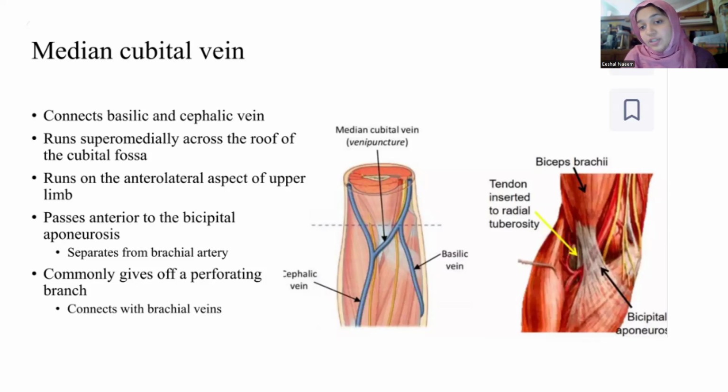Now, this is something that you should know about perforating branches. Perforating always means something that is helping connect. So when you have perforating veins, they connect some veins to certain other veins. When you have perforating arteries, they connect two main arteries with each other.